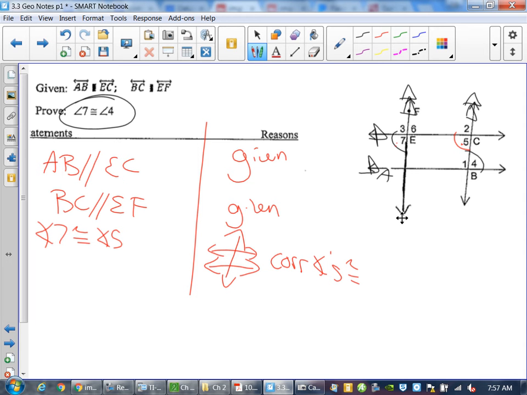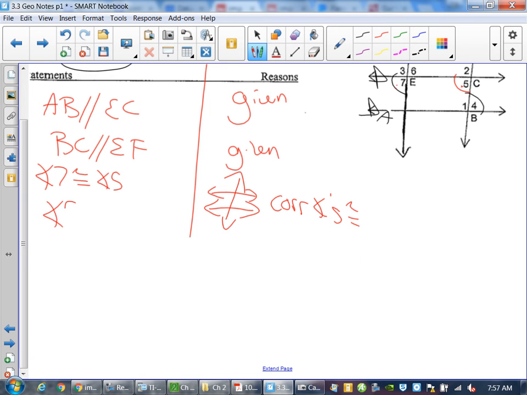And then you just switch to the next line. The next line says, we've already marked it, 5 and 4 are congruent because alternate interior. So we write it. Same thing.